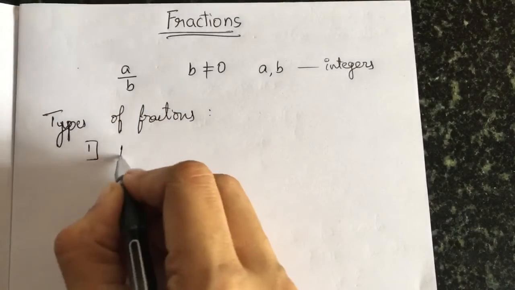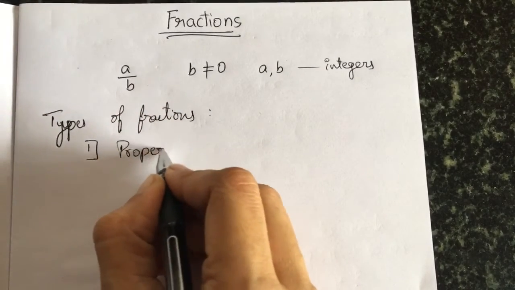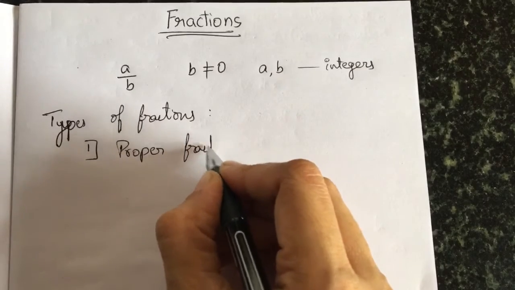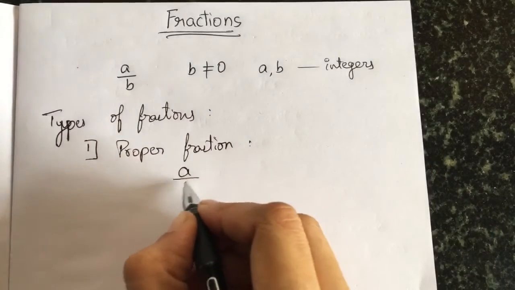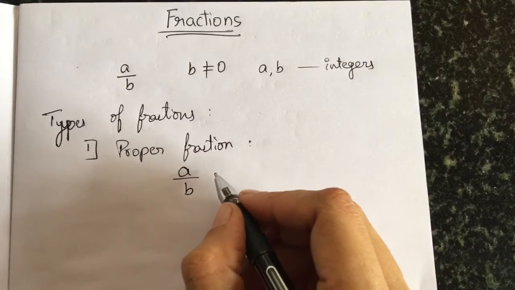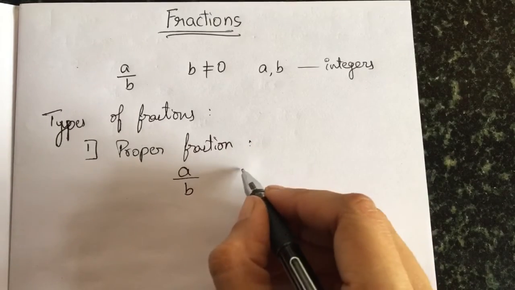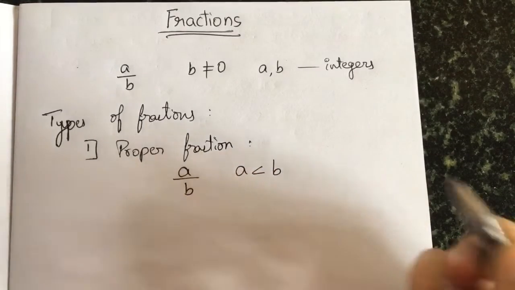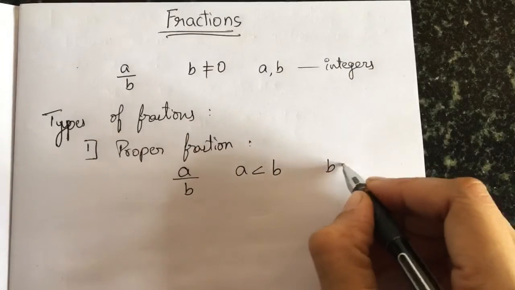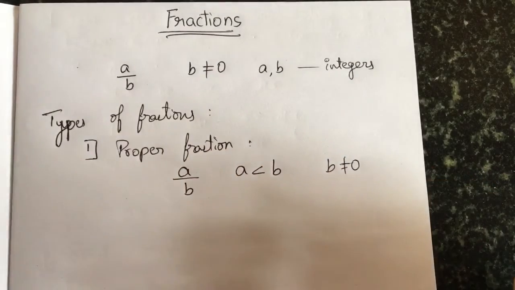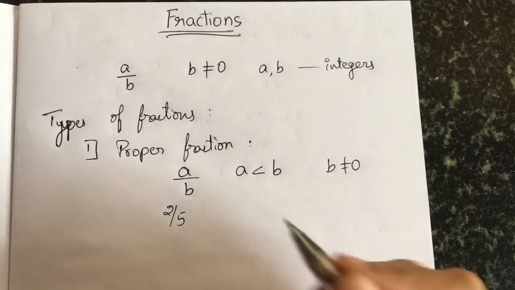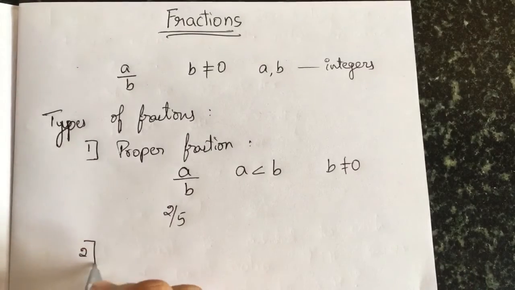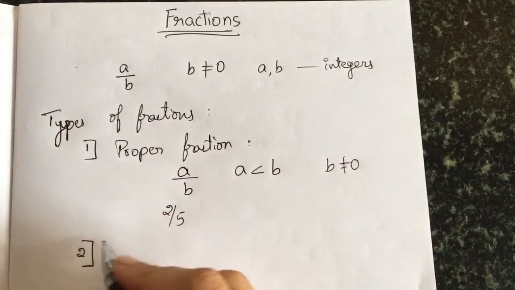First one is a proper fraction. Say a fraction a by b is said to be a proper fraction if the numerator is less than the denominator. Of course, it should not be equal to 0. Like say 2 by 5, it's a proper fraction. Numerator is less than the denominator.